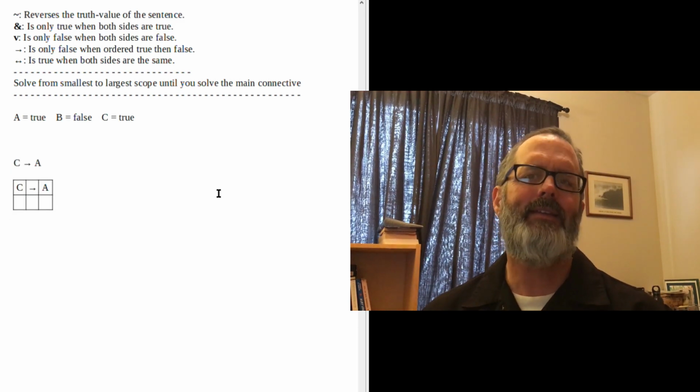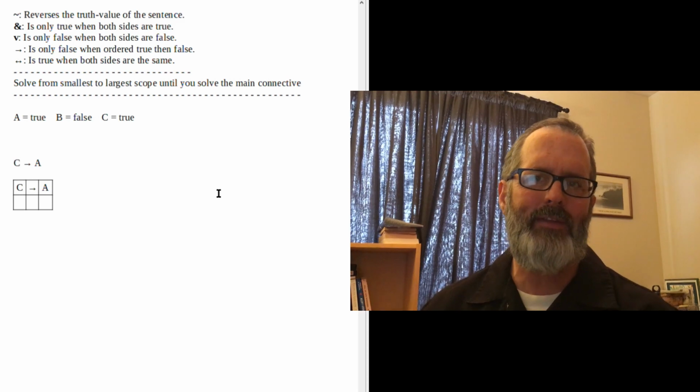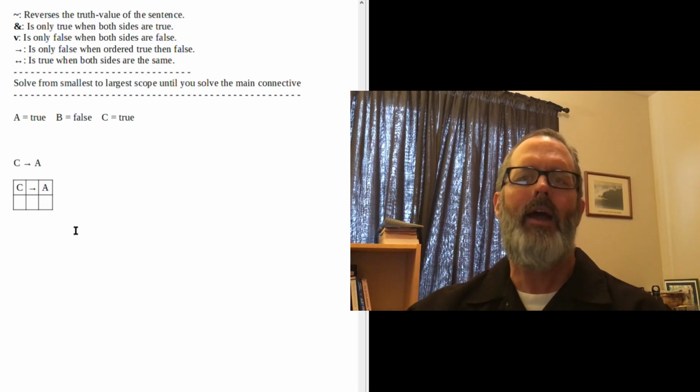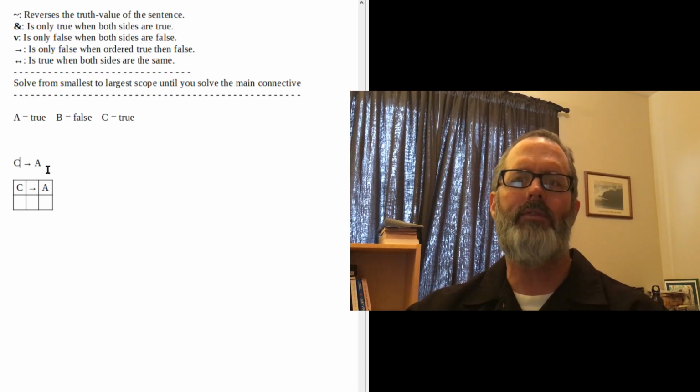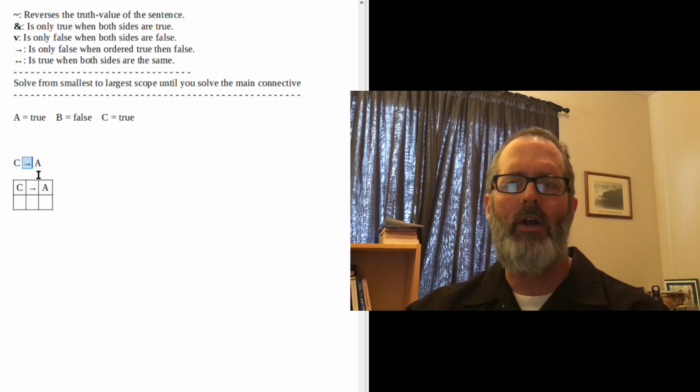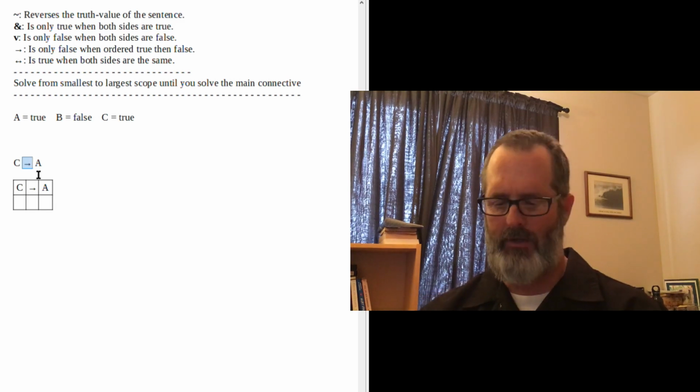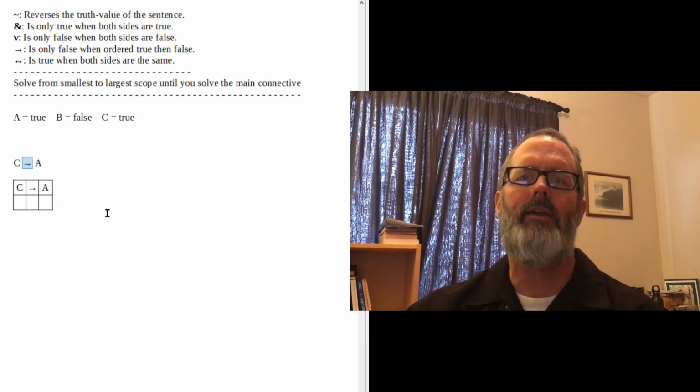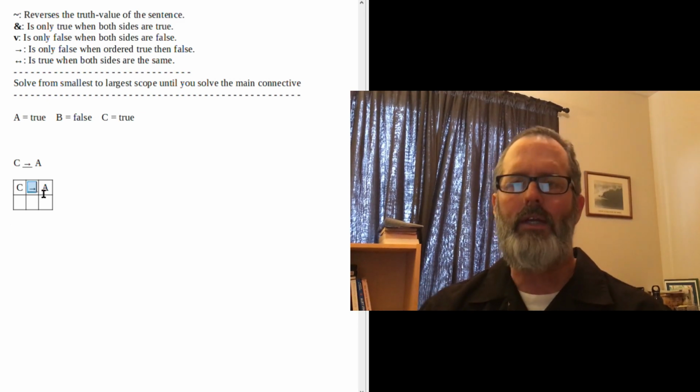Our next sentence is here, and this time I will leave the sentence up above so we can look at it, and then I'll also put it in my table. So here it is. We always start by labeling our main connective, right? So we make our main connective really stand out. Maybe you can underline it. Good, there it is. Let's also label it in our table.